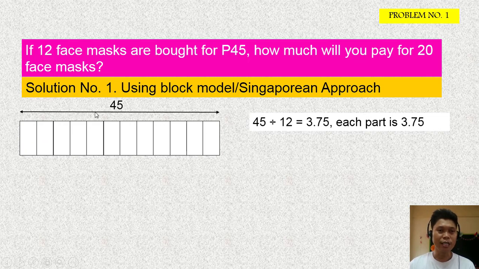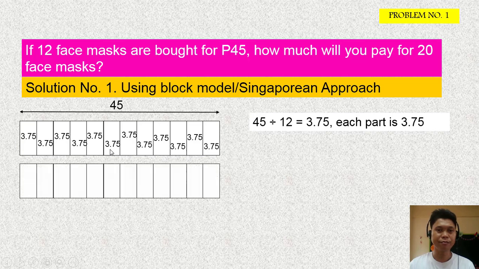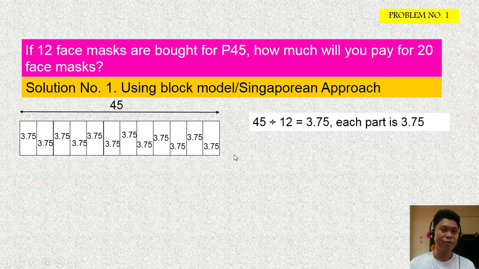Okay, so, kung titingnan natin, from here going to here is 45, tapos 12 blocks yan. So, ibig sabihin, 45 divided by 12. And 45 divided by 12 is 3.75. Ibig sabihin, this is 3.75. Ayan. Bawat isa niyan ay 3.75. Okay? So, kung i-check natin, 12 times 3.75, dapat 45 yan.